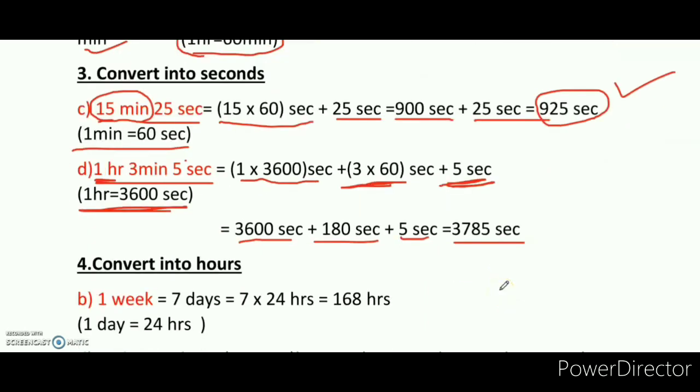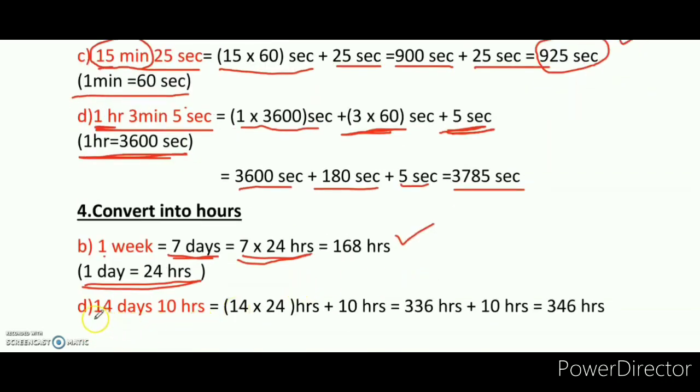Next, children, convert into hours. So 1 week is given to you. We all know children, 1 week is equal to 7 days. And 1 day is equal to 24 hours. So 7 days will be 7 into 24 hours, which is equal to 168 hours.